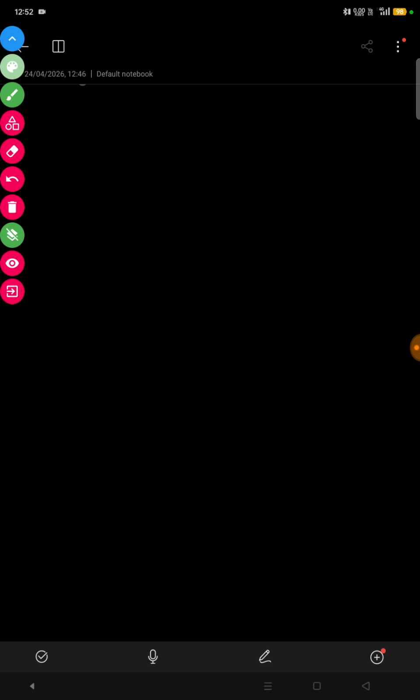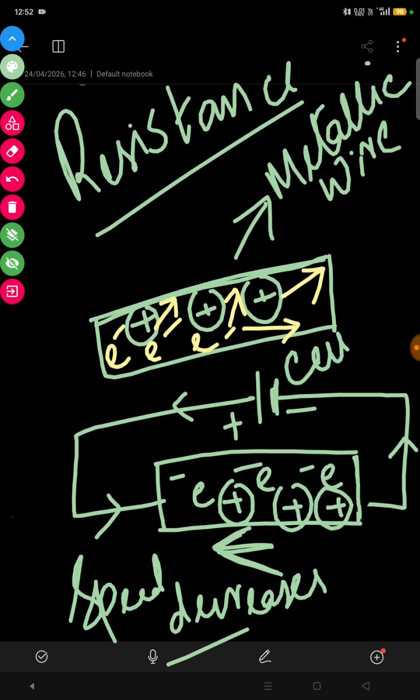So in this case, after the collision, when the electron starts moving again, its speed decreases, and this process continues. As a result, there is a drift. The electrons do not move in bulk with a continuously increasing speed, because they are continuously colliding with the positive ions.